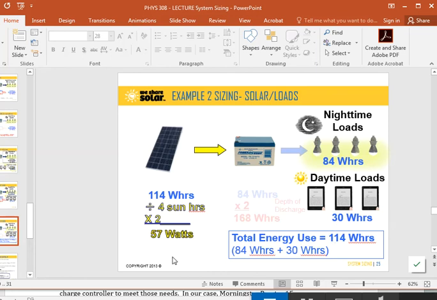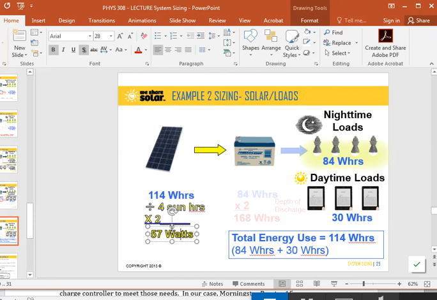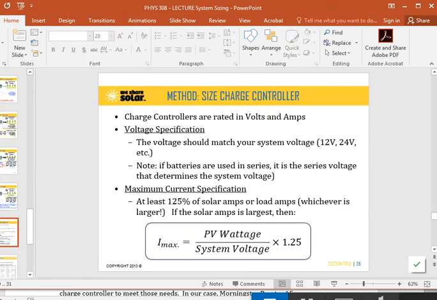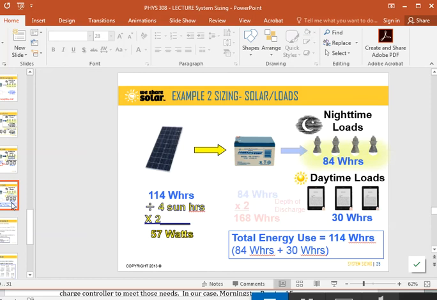If we put all those things together, 84 and 30 is 114. Now we do the same thing: we've got 4 sun hours and I multiply by 2, and I can see that I now need 57 watt solar panels, right? So the 42, which we calculated from just the nighttime loads, is not enough. We need 57 watts in this case. So that's how we calculate the battery needs and the solar panel needs.